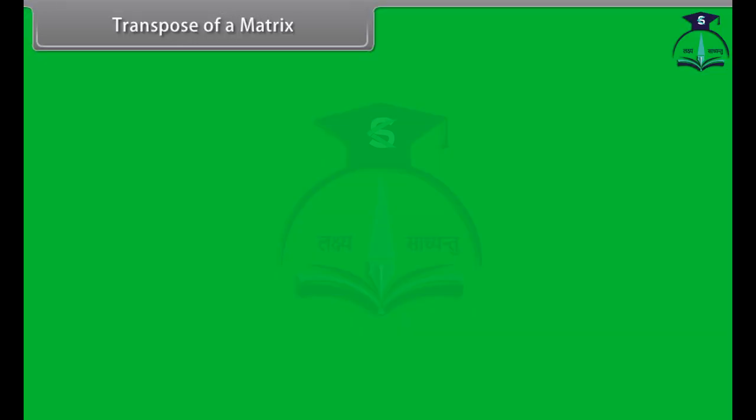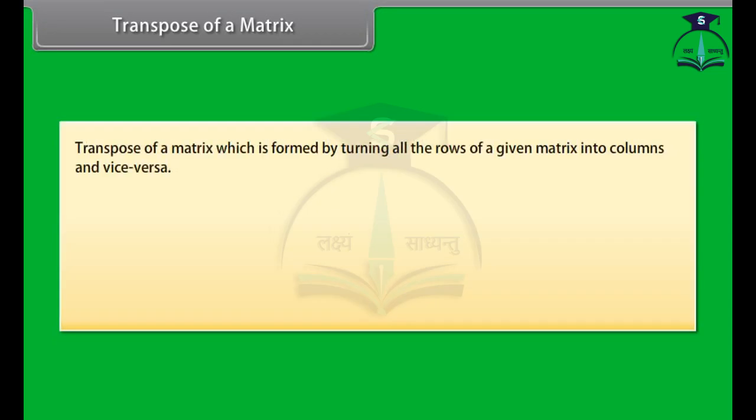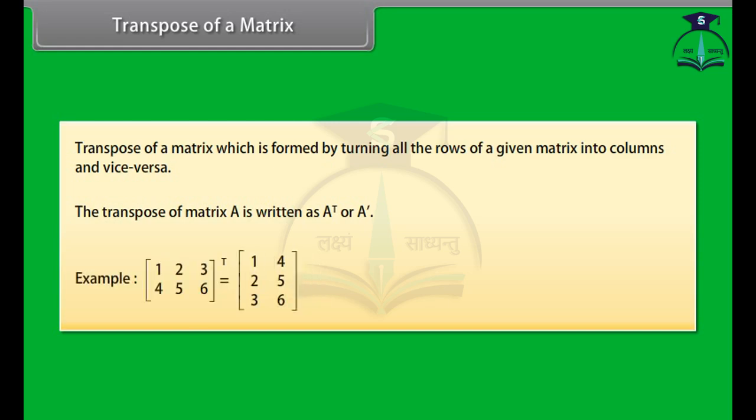Transpose of a matrix. The transpose of a matrix is formed by turning all the rows of a given matrix into columns, and vice versa. The transpose of matrix A can be written as, for example, the transpose of the matrix with first row 1, 2, 3, second row 4, 5, 6 is the matrix with first row 1, 4, second row 2, 5, third row 3, 6.